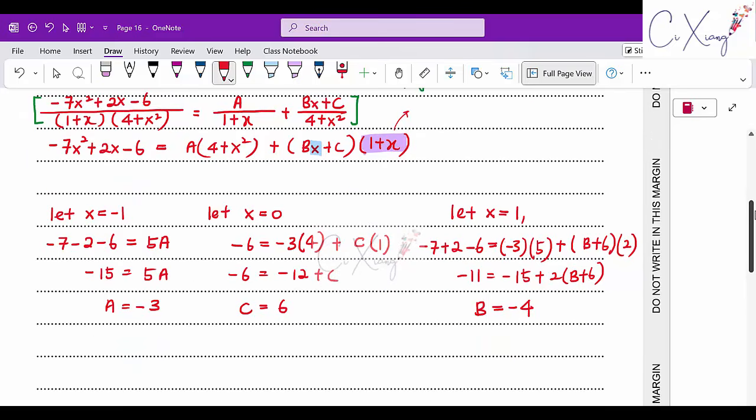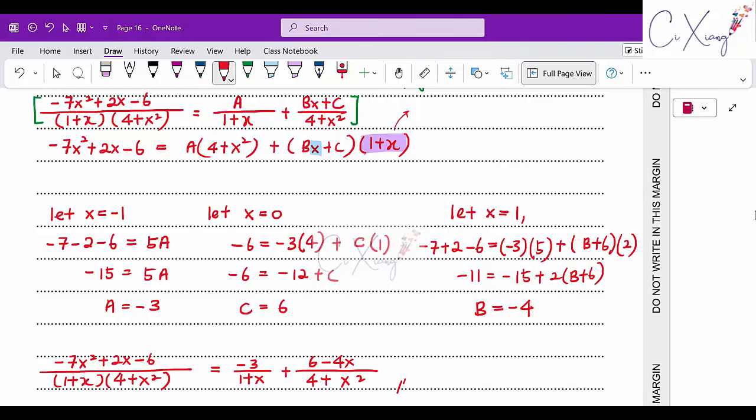Then usually for me, I would strongly suggest you to rewrite your partial fraction again. I'm having -7x squared plus 2x minus 6 over 1 plus x, then 4 plus x squared, equals -3 over 1 plus x, then plus bx plus c. Because b is negative, I put it at the back. So I'm having 6 minus 4x over 4 plus x squared. And this is basically the partial fraction that I get for the function here.